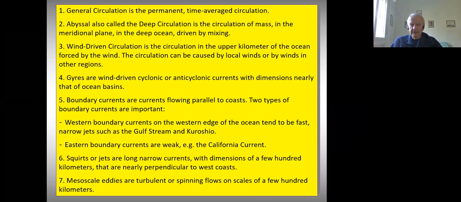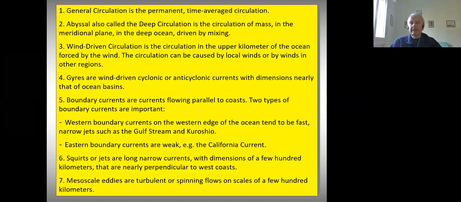So if you do measurements at a certain point in the ocean, how would you get the general circulation component? You simply get it by doing the measurement at a single point for a period of time long enough to get the permanent circulation. The longer your measurements are, the closer the current you measure is to the general circulation component.